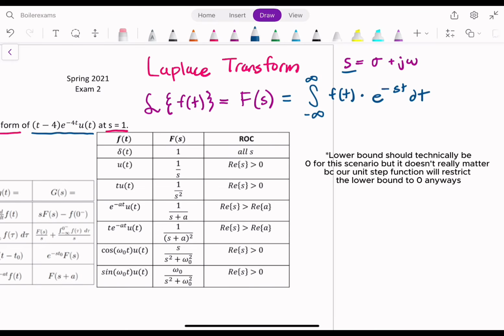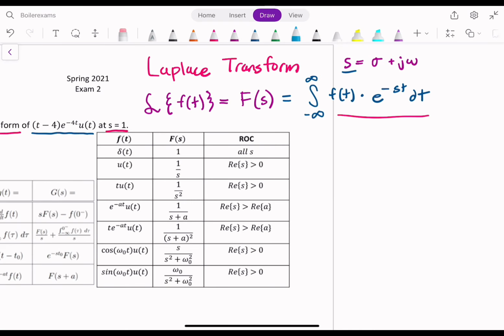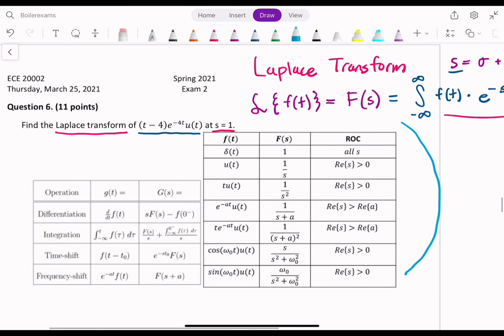Now the good news is we don't actually have to perform this integral on our function, because we are engineers and not math majors, and so they have given us this glorious little lookup table. All we need to do is get this function of time in terms of one of these, and then the lookup table will tell us what that function is in the s domain, the frequency domain.